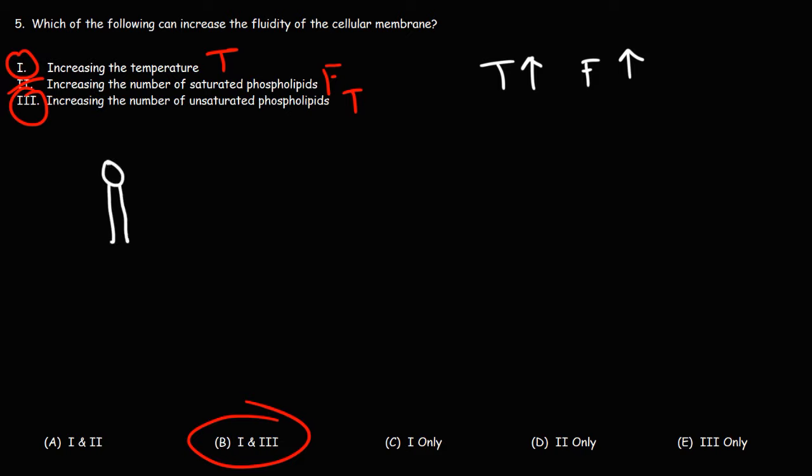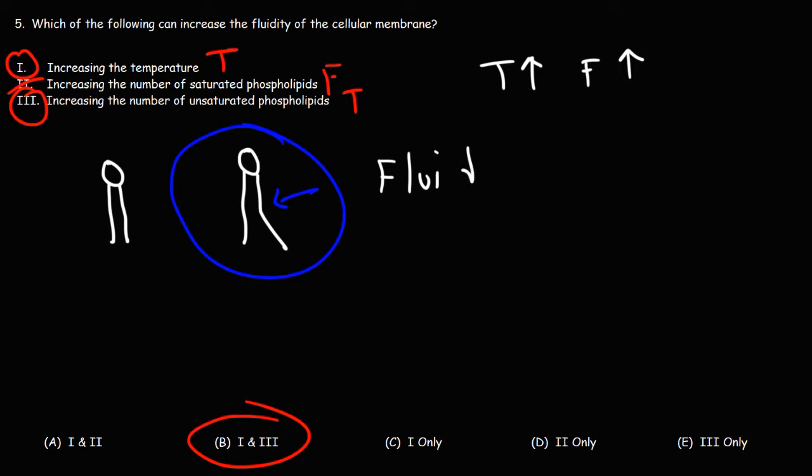So this will be an example of a saturated phospholipid because both of the fatty acids, they're straight. This is an example of an unsaturated phospholipid. As you can see, one of the fatty acid chains has a kink in the structure, which means it has a double bond. So if you have more of these phospholipids, the membrane is going to be more fluid. Phospholipids of this nature will create a membrane that's more rigid and less fluid.